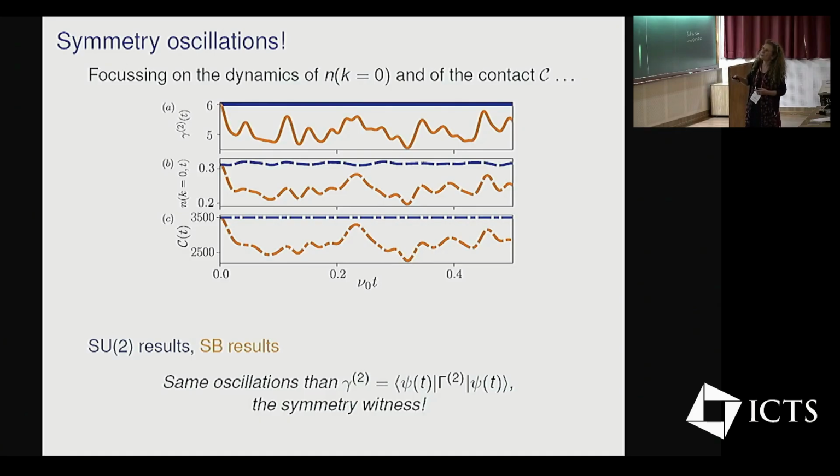And here below we have plotted the peak of the momentum distribution for the SU(2) case and the symmetry breaking case, and the contact for the SU(2) case and the symmetry breaking case. And you observe that we have the same oscillation. So really the peak of the momentum distribution and the contact follow the symmetry of the system during its evolution.